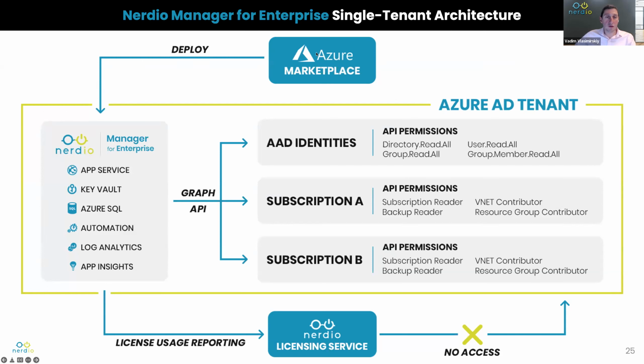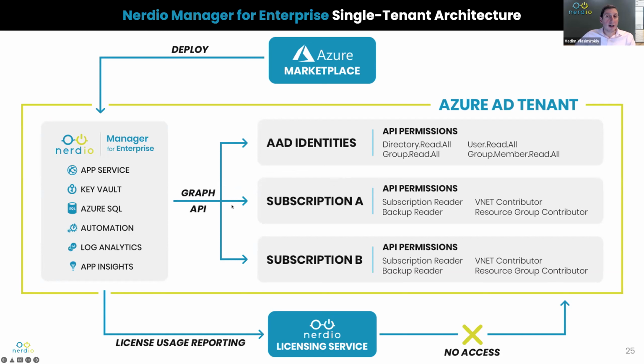So it's a listing in the Azure Marketplace. You can go in there right now, search for Nerdio Manager for Enterprise, and deploy it into your Azure AD tenant. It will out of the box come with these 6 Azure services: an app service, a key vault, Azure SQL, an automation account, log analytics, and app insights. It will use Graph API to integrate with the Azure AD tenant and with any number of subscriptions that you may have in your environment. And it doesn't have any network presence, so it doesn't need to talk via the network to anything in your Azure environment. It's all done through Graph API.